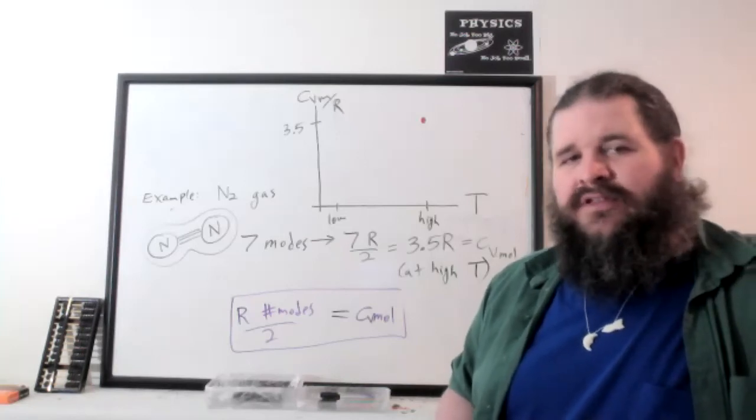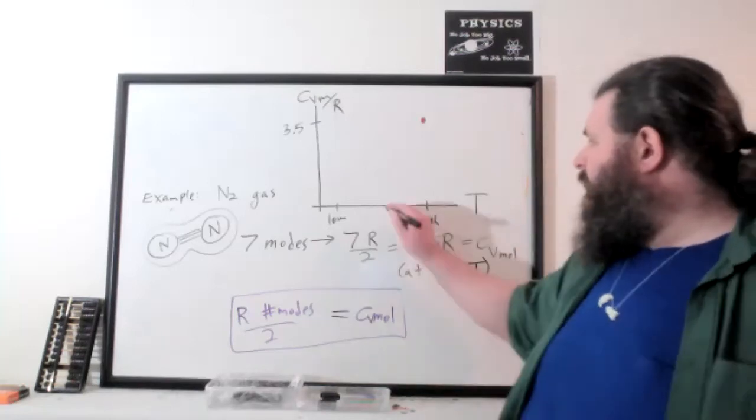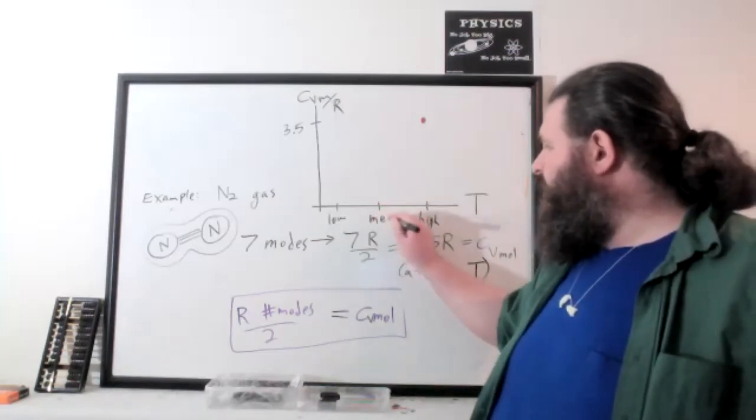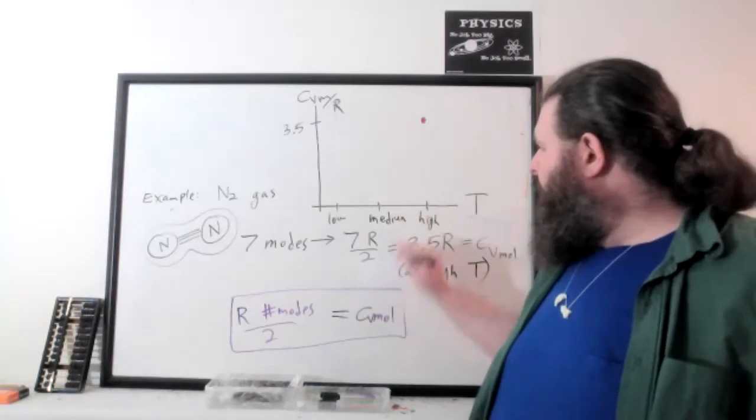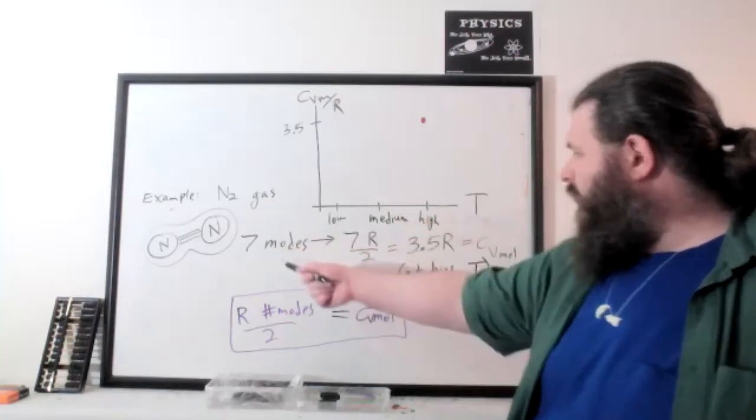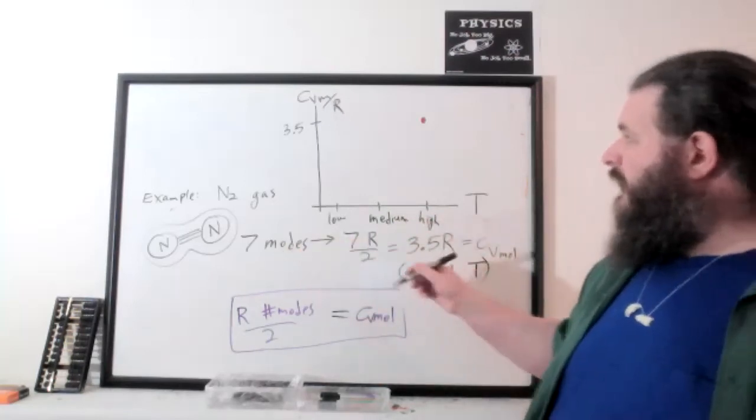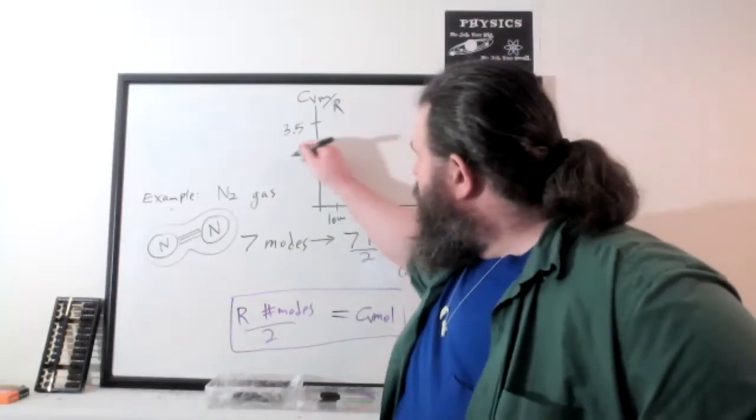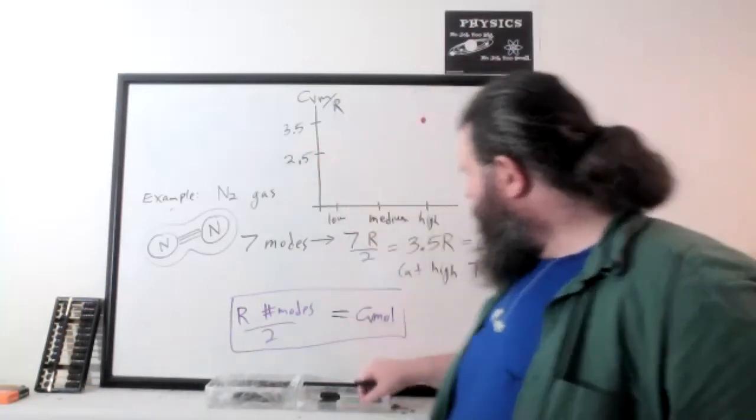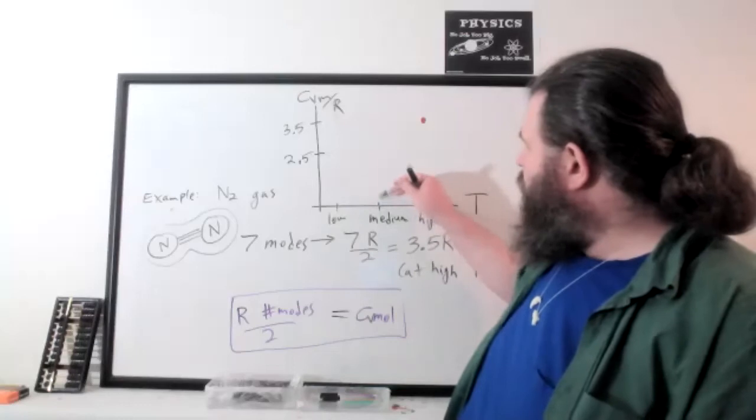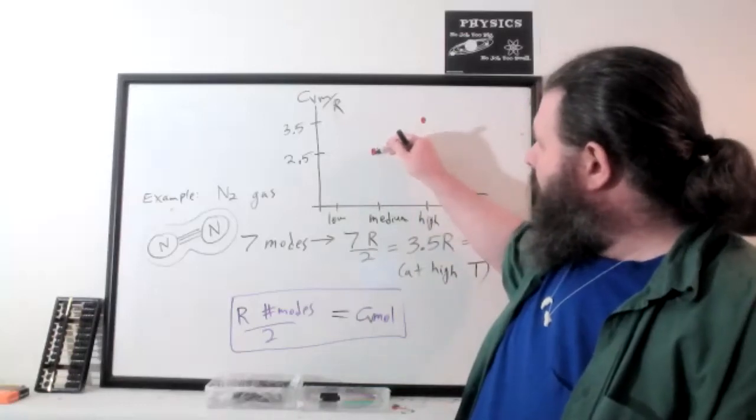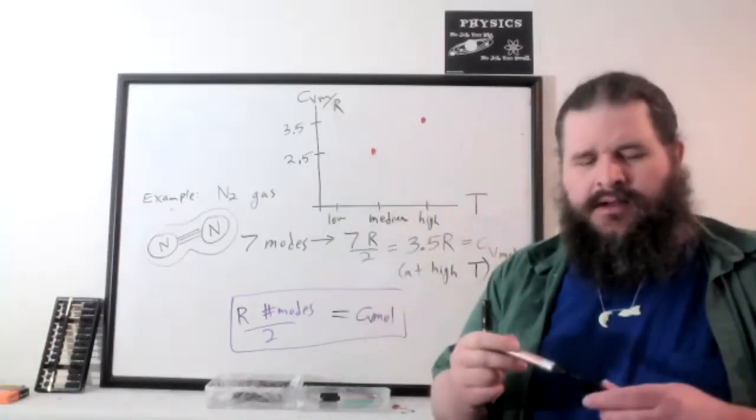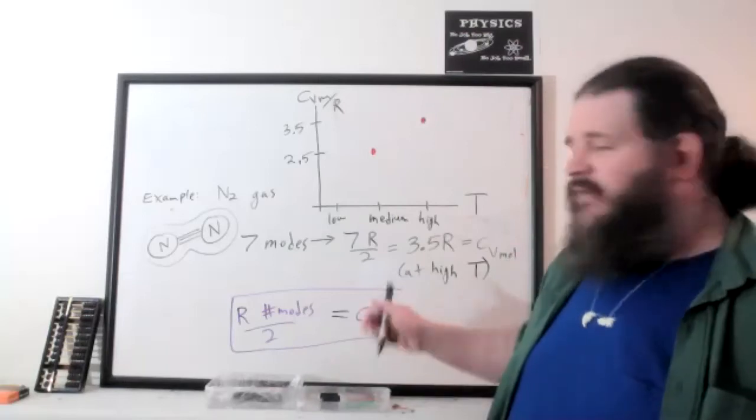If it's even colder than that? Because I would expect 5 at about room temperature. At some medium temperature, you'd have 5 modes. 5 modes, 5 over 2 would be 2.5 R. So at medium temperatures, about room temperature, around 300 Kelvin, I would expect 5 modes, therefore 2.5 R.